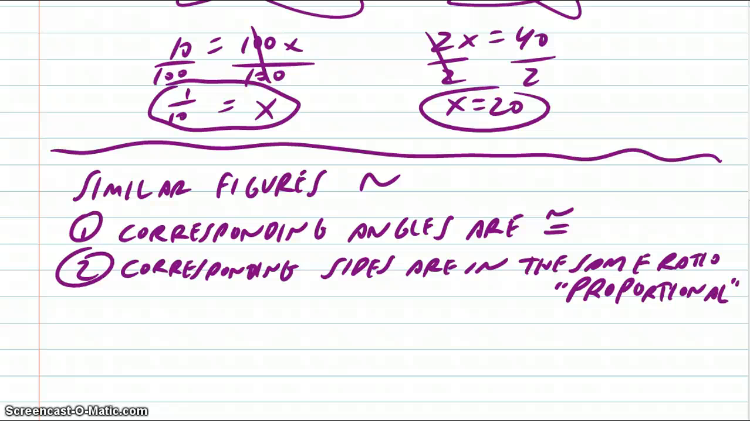We talked a lot about similar figures in this chapter, and there's 2 facts that are true about similar figures. Corresponding angles are congruent, and corresponding sides are in the same ratio or proportional, and we'll use that to set up a bunch of cross multiplication or means extremes product theorem problems.